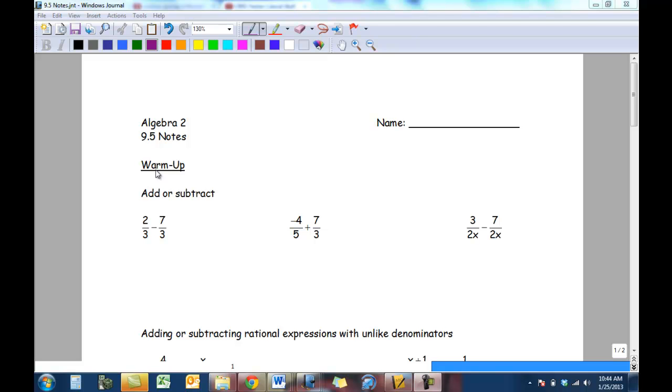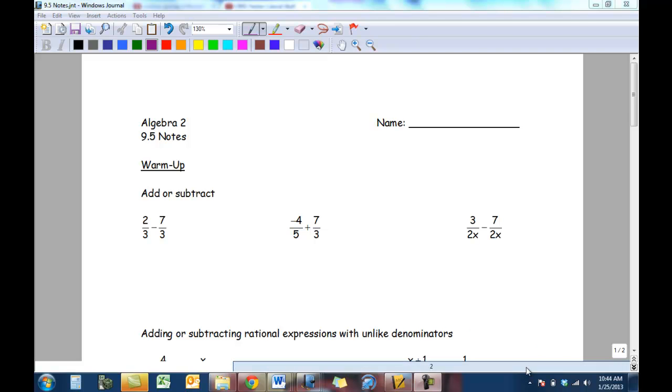Yeah, 9.5 is all about adding and subtracting rational expressions. As a quick warm-up, a review of fractions is in order. So go ahead and hook up these 3 warm-ups. Press pause, and we'll check back in a minute.